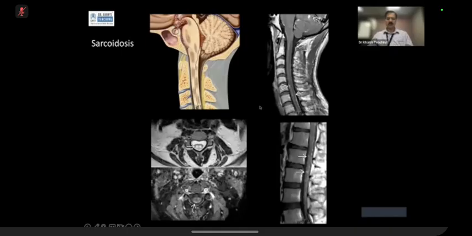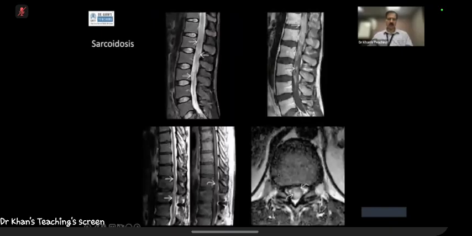This is from StatDx, and you can see multiple leptomeningeal pia mater enhancements, and look at these nodules sitting on the cauda equina. Another case of sarcoidosis. All of these are enhancing nodules.